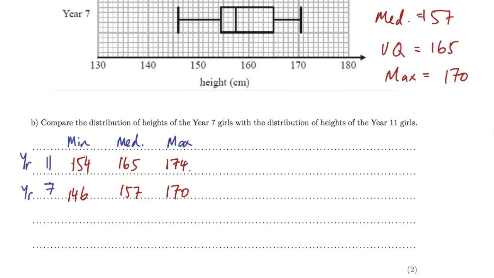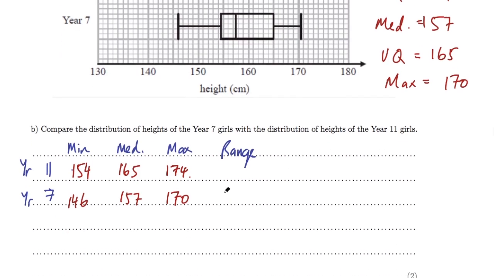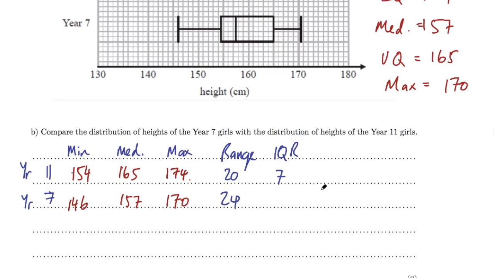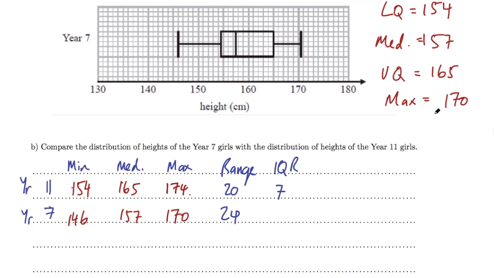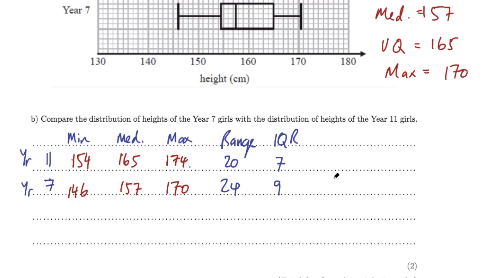So we could also work out a few things. We could say the range for the year 7s was 24, and the range for the year 11s was 20. And the interquartile range was 7 for the year 11s and 9 for the year 7s. Okay.